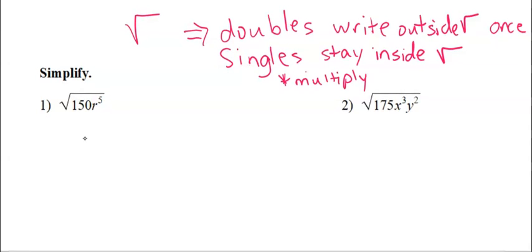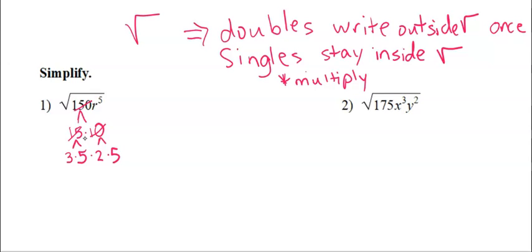So we have the square root of 150 r to the 5th power. So as a review for the 150, we can break that up into any two numbers that are being multiplied. So I'm just going to pick 15 times 10. And so we want to keep breaking these numbers down until we can't. And remember, we don't use the number 1. So 15 can be rewritten as 3 times 5. And 10 can be rewritten as 2 times 5. And so all four of these numbers are still being multiplied together.